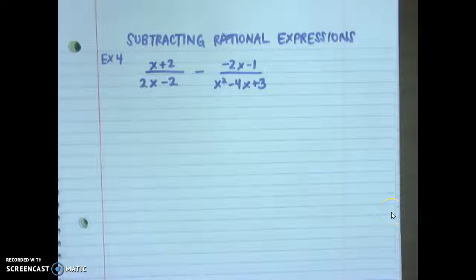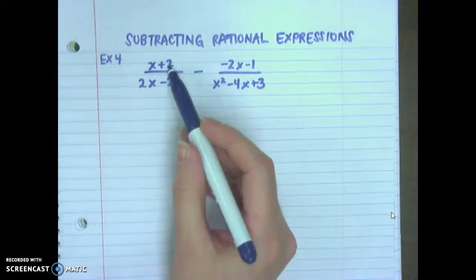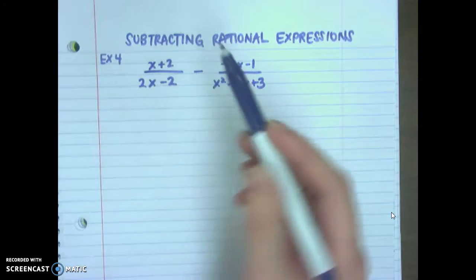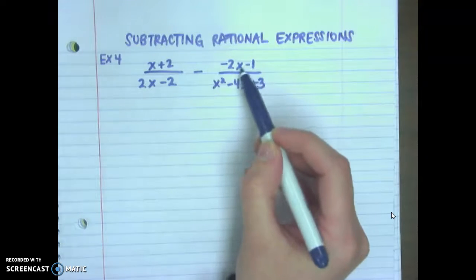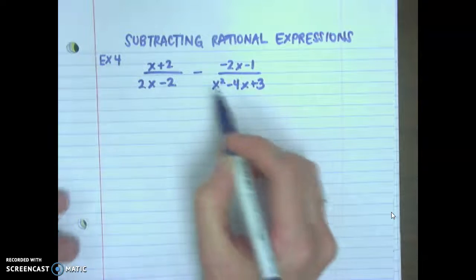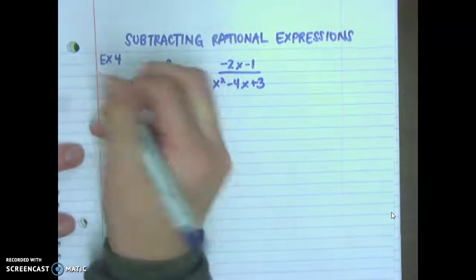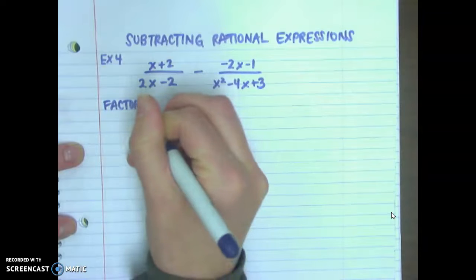Okay, our last operation with rational expressions is subtracting rational expressions. And just like adding rationals, subtracting rationals also need common denominators. So in example 4, x plus 2 over 2x minus 2, minus negative, careful with the double negatives there, 2x minus 1 over x squared minus 4x plus 3. I don't have common denominators. I need to factor, just like in our previous examples.